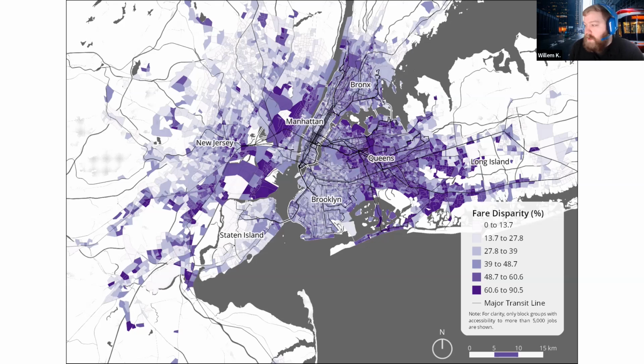And so you can see Brooklyn, for example, relatively low, but the borough of Queens relies more on more expensive premium commuter rail. And you can see that commuter rail stretches out along Long Island there. And so you can see how these premium services induce disparity in what you can access.